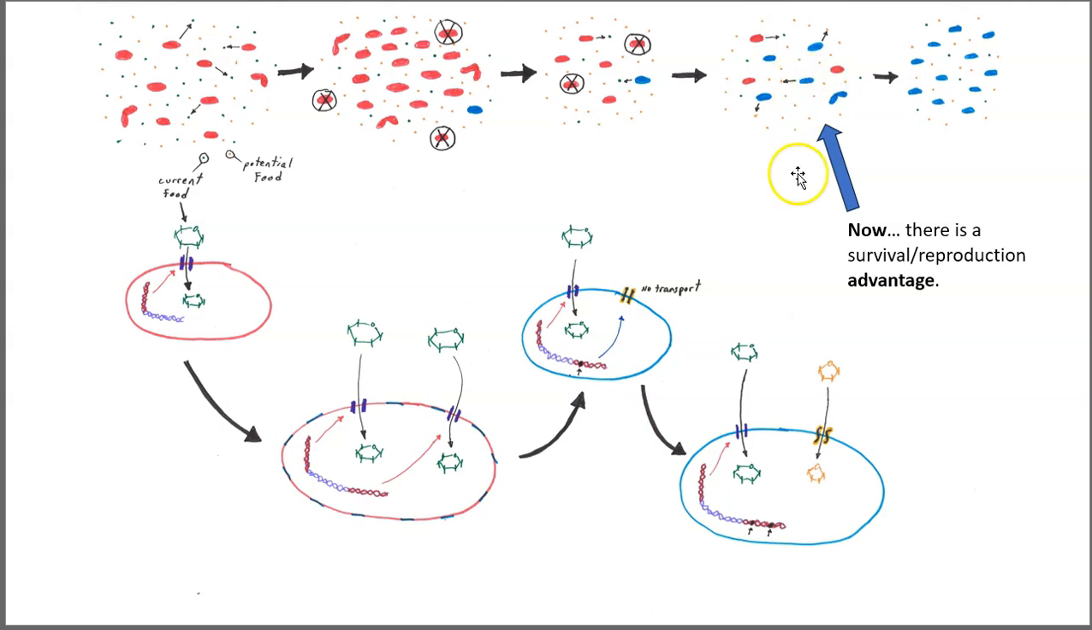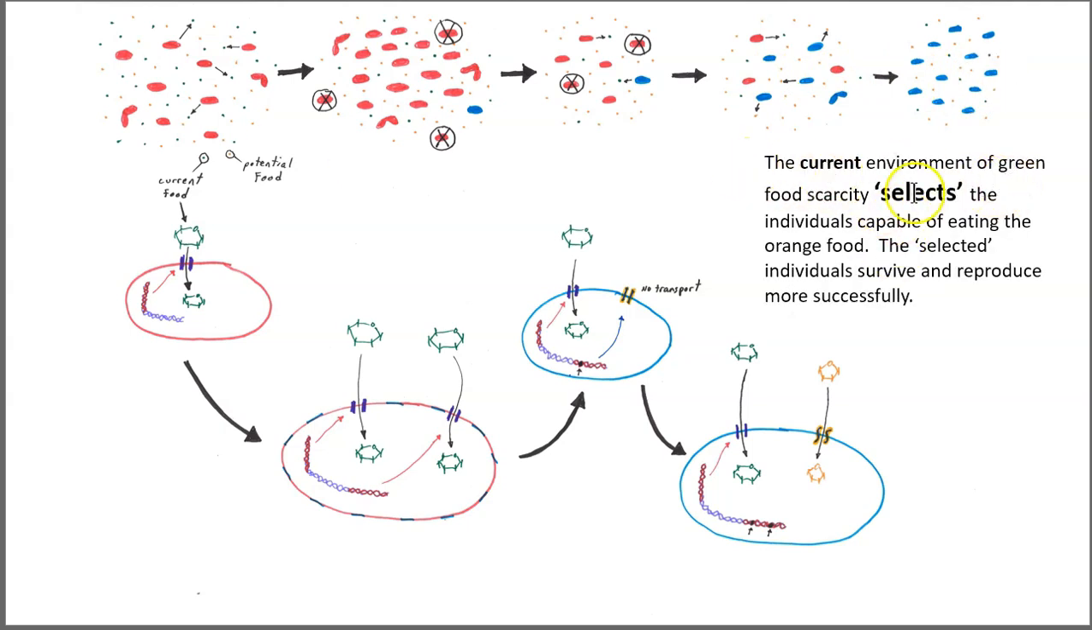So now you get this mutant, the one with a duplicate transporter gene with a couple of random mutations, but now can eat the orange food. That's the trait that gives them the survival advantage, and now you get the evolution of that trait in the population. So the trait becomes more common in future generations. We would say the current environment of green food scarcity selects the individuals capable of eating the orange food. The selected individuals survive and reproduce more successfully.